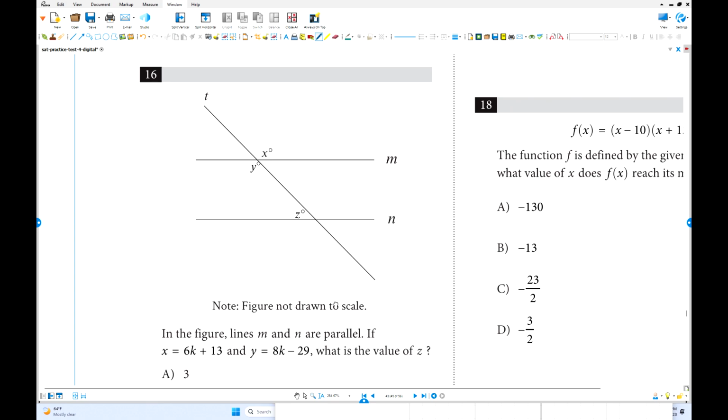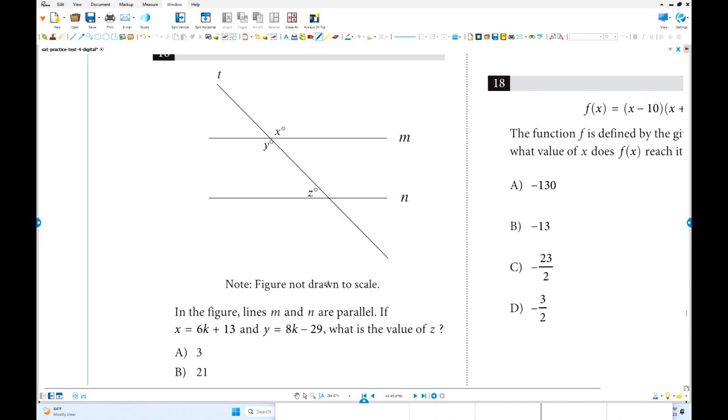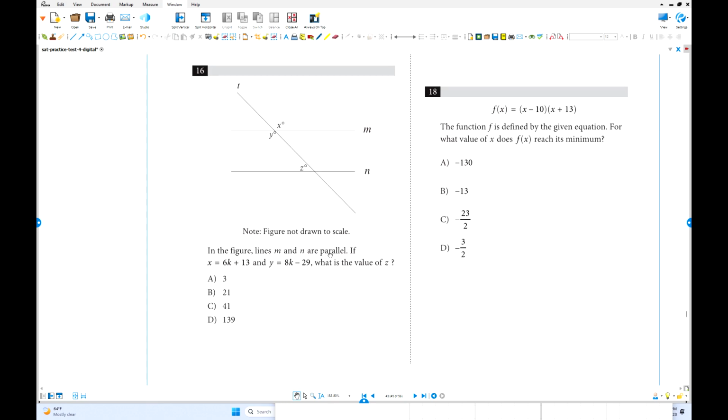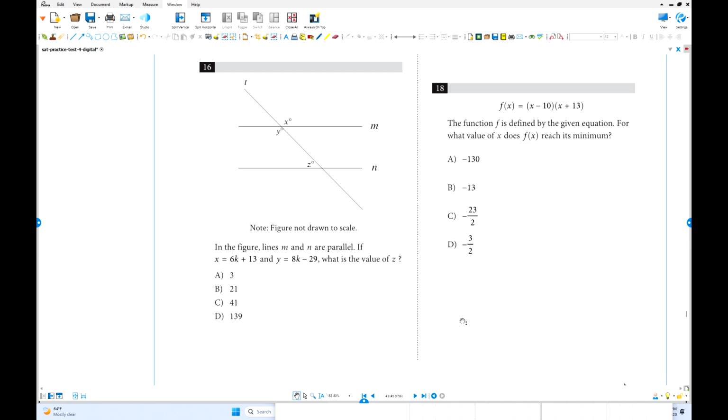Here is number 16. x equals 6k plus 13, y equals 8k minus 29. They are vertical angles, right? They must be equal. I'm going to write down 8k minus 29 equals 6k plus 13. So minus 6k is 2k, plus 29 is how much? 42, isn't it? k equals 21.